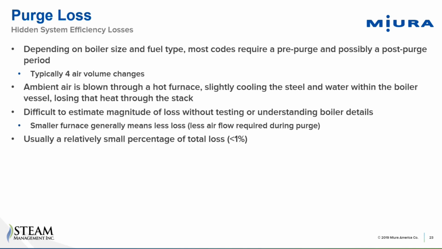Yeah, and your burner flame safeguard is going to control those purge times, and that's not something you can adjust to improve efficiency. So it's a necessary loss that is unavoidable. Well, the only way to avoid it, I guess I would say, is to try to minimize your cycling, right? Yep. Minimize cycling, or select a boiler with a small furnace to begin with.